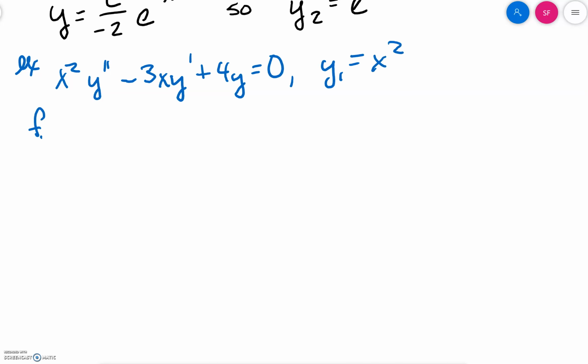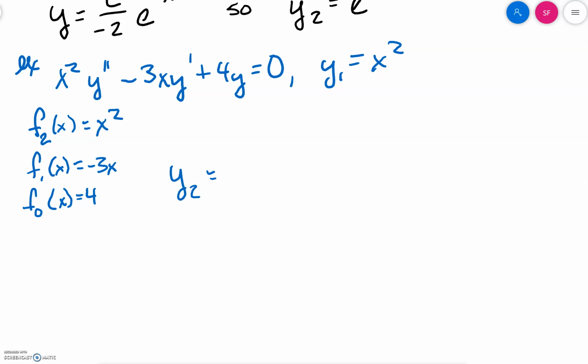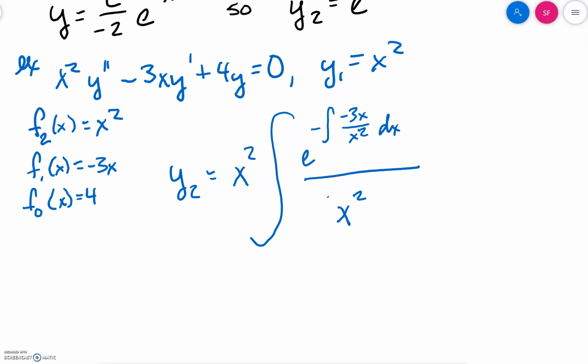So again, f sub 2 of x is going to be x squared. F sub 1 of x this time is going to be a negative 3x. Not that we need it, but f sub 0 of x is going to be 4. So if we plug that into our formula, y sub 2 is going to be x squared times the big integral of e to the negative integral of negative 3x over x squared dx, over x squared squared dx.